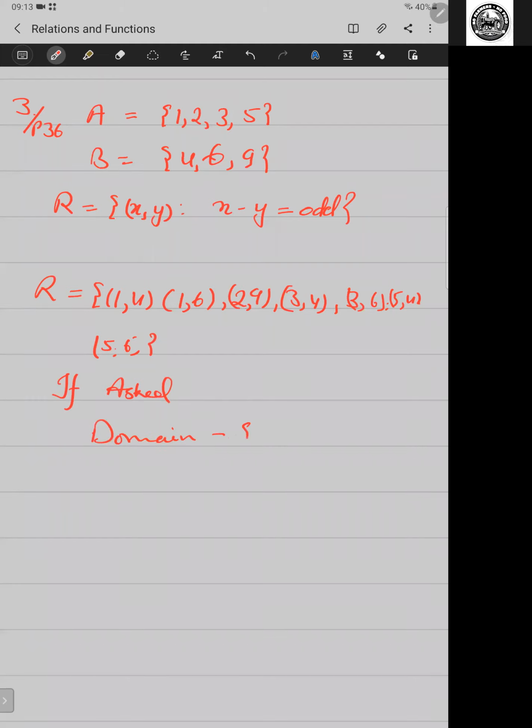Domain. Then domain in this way is 1, 2, 3, and 5. And range equals to 4, 6, and 9 because each is used. Codomain will also be 4, 6, 9. So this we could do.